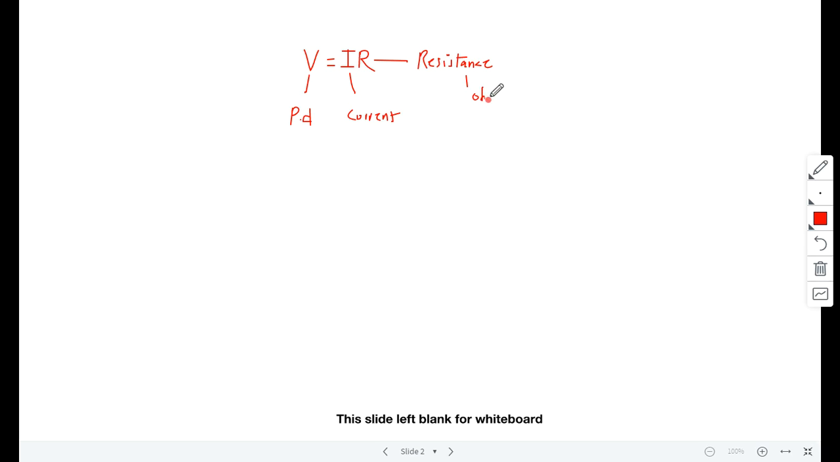What does SI stand for? It's the International System. SI unit, that is acceptable everywhere. SI unit, international system. Yes.